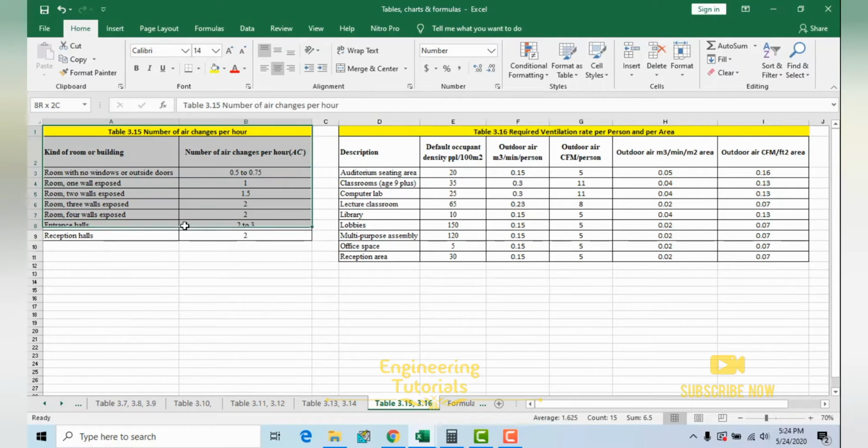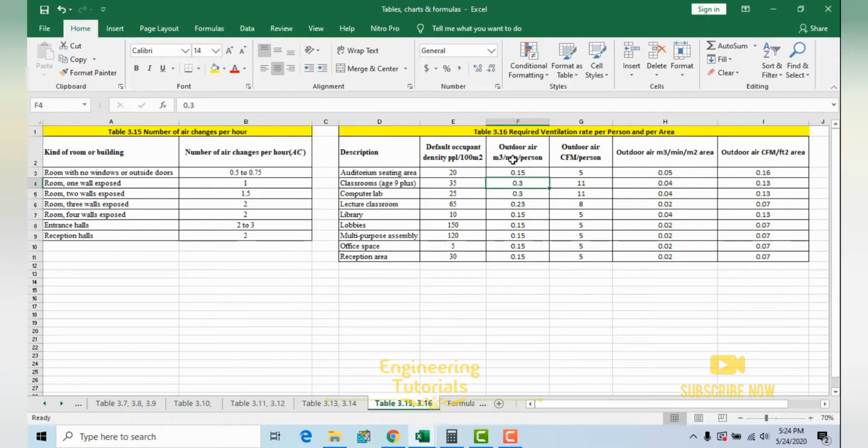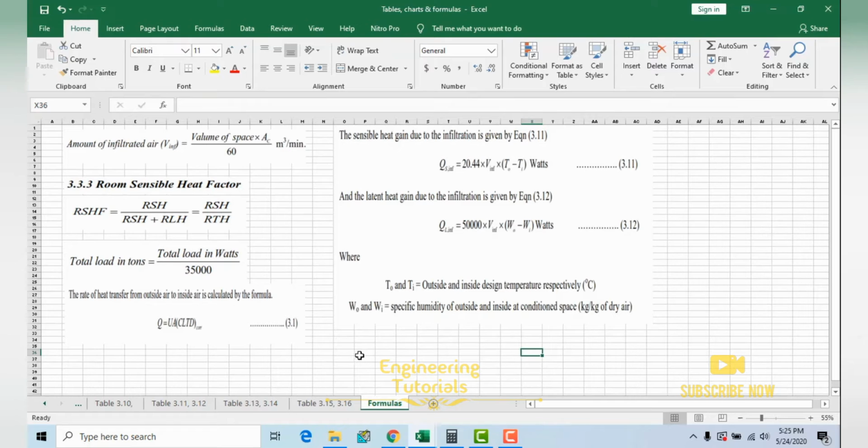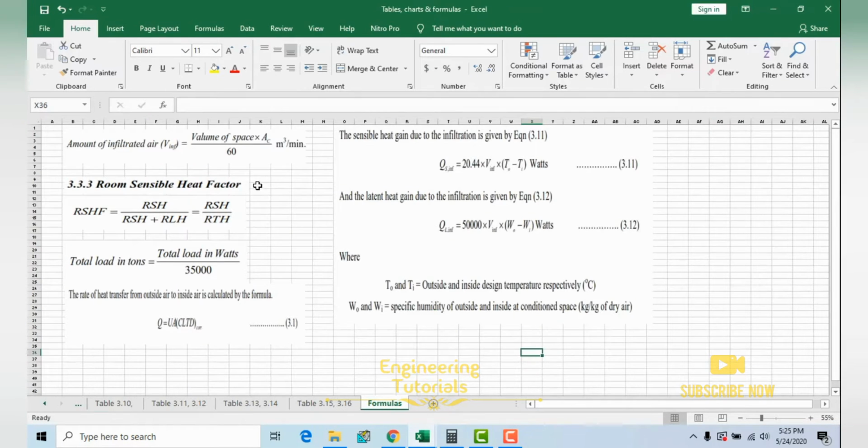Then we have infiltration load calculation. For infiltration load calculation, we can get the number of air changes per hour from here. And then the ventilation rate per person and per area is given in this table in CFM per person or cubic meter per minute per person, and then CFM per square feet and outdoor air cubic meter per minute per square meter. So both units are given here, and these are the formulas which we are going to use in our Excel sheet. These are the main important formulas.